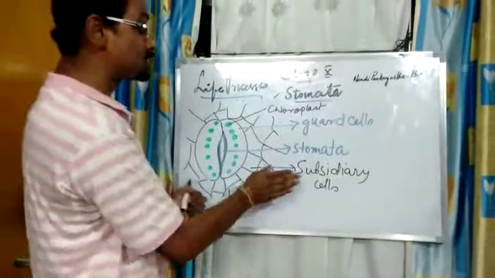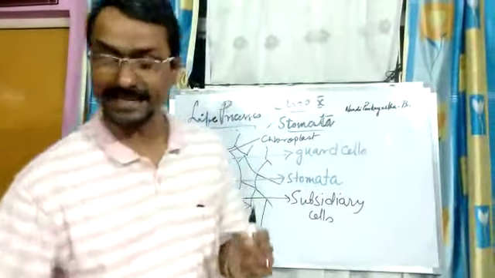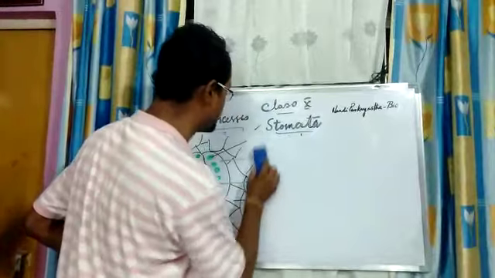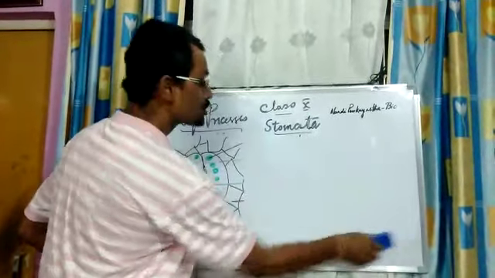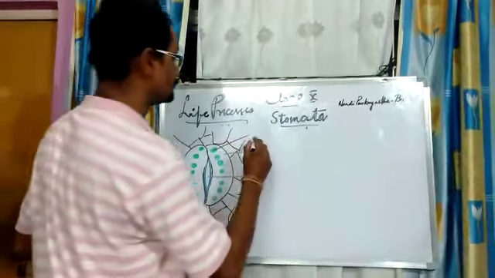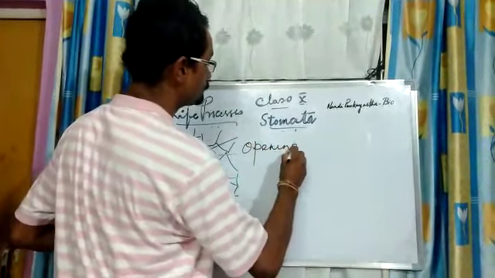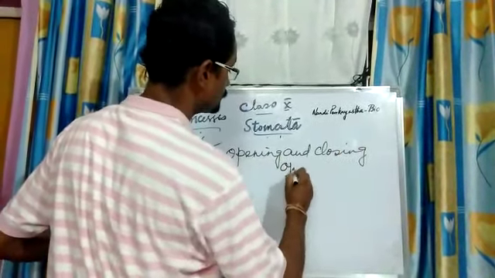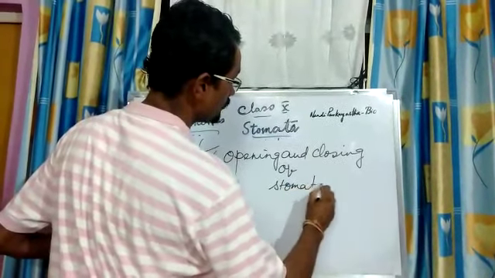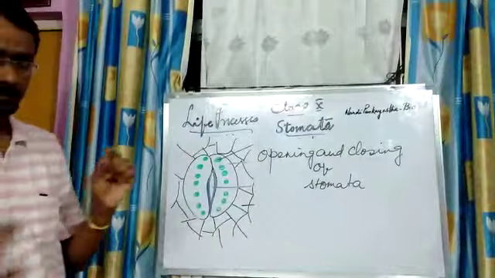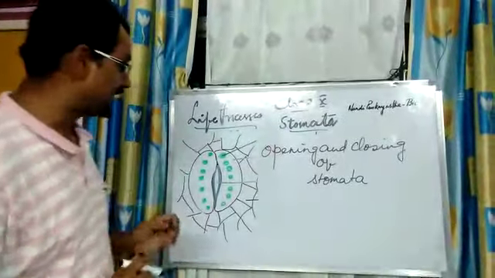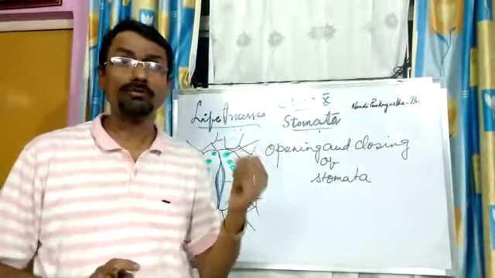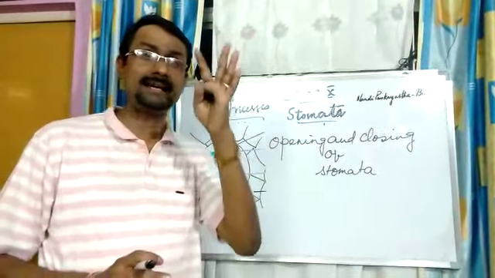Now, along with that, students, another important thing remains, that is the opening and closing of stomata. So here I am writing down opening and closing of stomata. This is the most important thing. Try to get it and be very careful in knowing it. See, it has chloroplast. I told you earlier, to prepare food, you need chlorophyll, carbon dioxide, and also water.